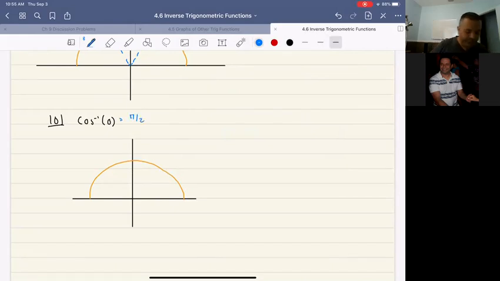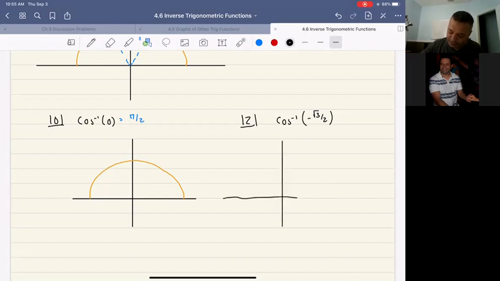Okay, let's go to 12. Do it again. Same thing. It's going to be cosine inverse of negative square root of 3 over 2. So again, I'm going to draw the top half of my unit circle, because it's a cosine inverse. I'm going to say, okay, where is the x negative square root of 3 over 2? Well, that's going to be in the second quadrant, right? It's like here. Okay. What angle is that? That's 5 pi over 6.